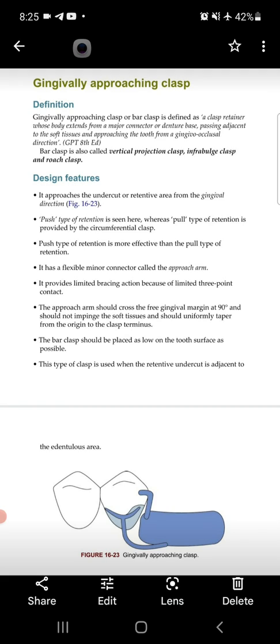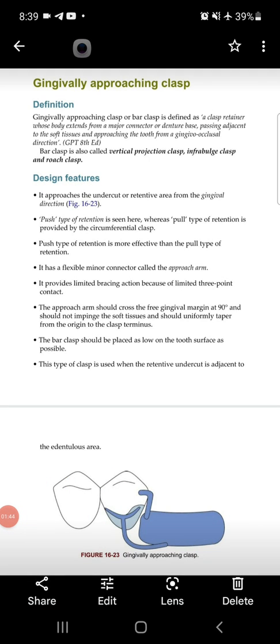How do we define it? Gingivally approaching clasps are also known as bar clasps, and when they move from the gingiva to the occlusal surface, they are present below the bulge. Bulge means height of contour, therefore this is also known as an infra bulge clasp.